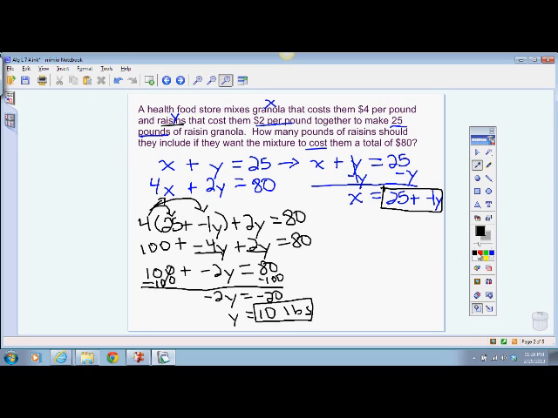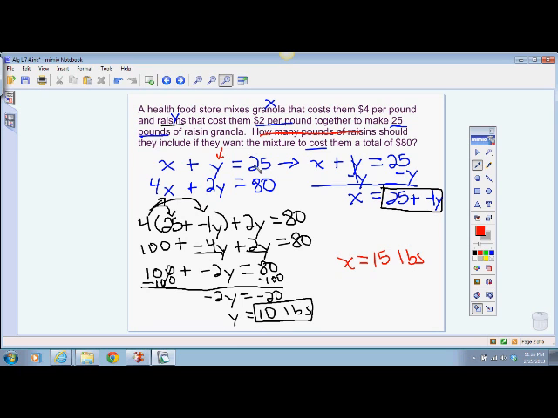It doesn't ask us, but could we find the amount of granola we need? Sure, just plug it in. If we plug 10 in here for y, what does x have to be? What plus 10 equals 25? 15. So if it asked us to, we could figure out that we would need 15 pounds of granola. But in this case, it just wants to know how many pounds of raisins, and that's 10 pounds.